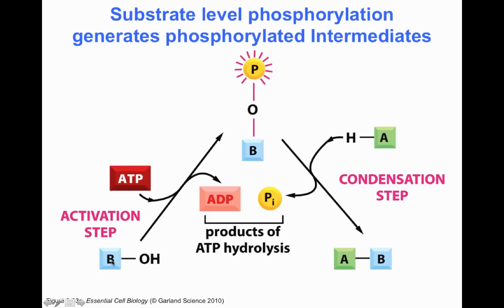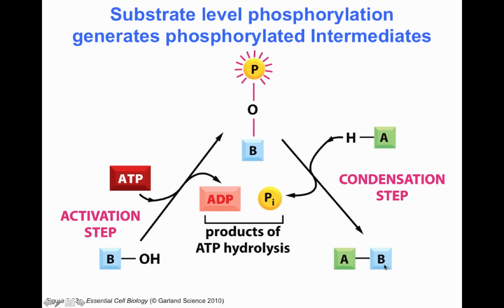So for example, in an activation step, substrate B, which contains a hydroxyl group, the enzyme will catalyze the hydrolysis of ATP into ADP and substrate B with a phosphorylated intermediate. So now B phosphate can later be used by another enzyme, and that enzyme can take, in this case, for example, substrate A, which has a free hydrogen group, and in a condensation step, use the energy of the removal of that phosphate to generate the product AB.